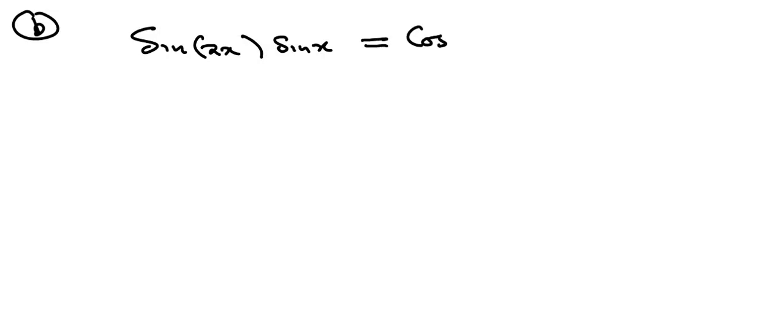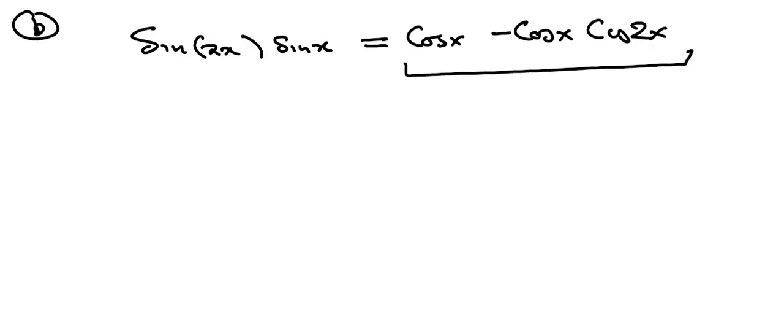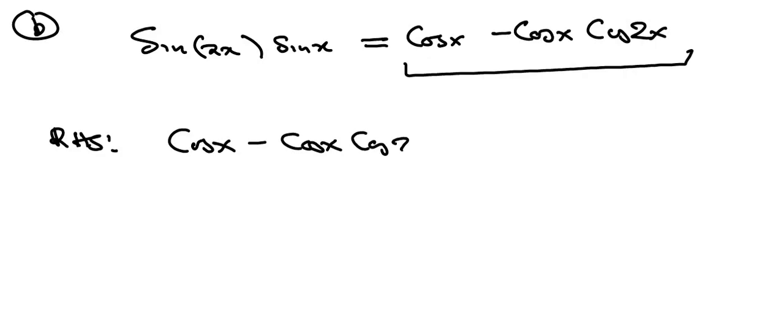Then part B, they are saying prove the following identity. So we're having sine 2x and sine x is equal to cos x minus cos x, then there is another cos 2x, right? So I'd rather get things that are a little bit separate. We'll start with the right hand side. So we have cos x minus cos x and cos 2x.